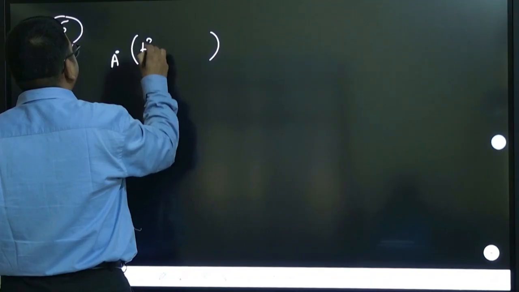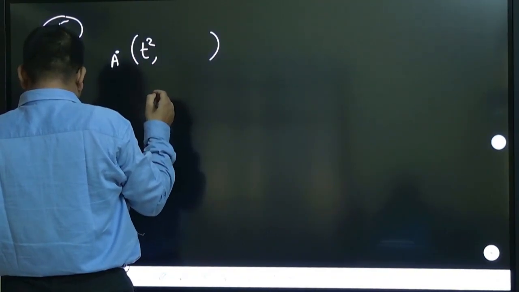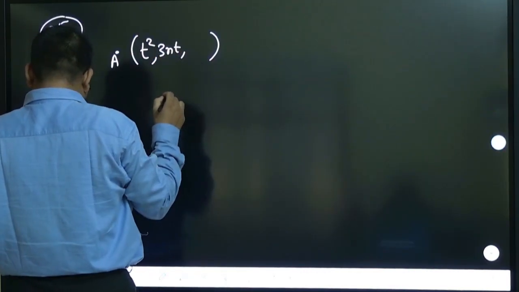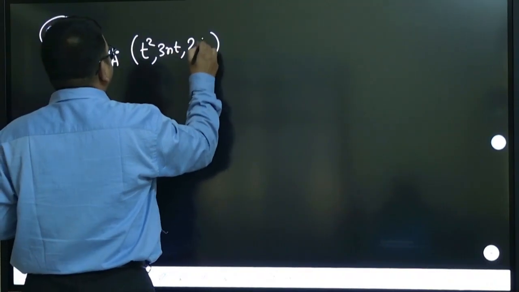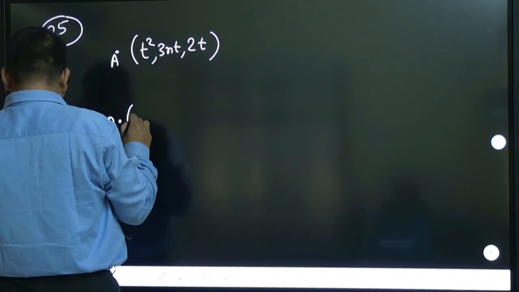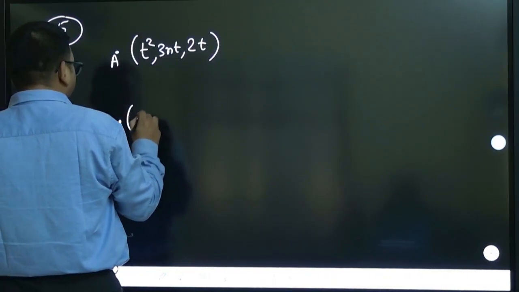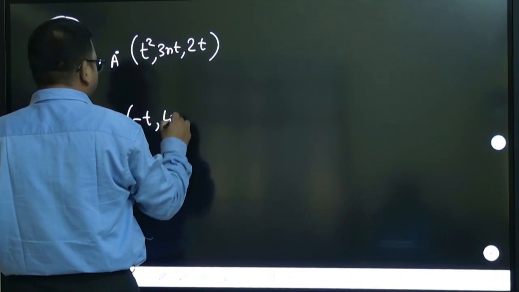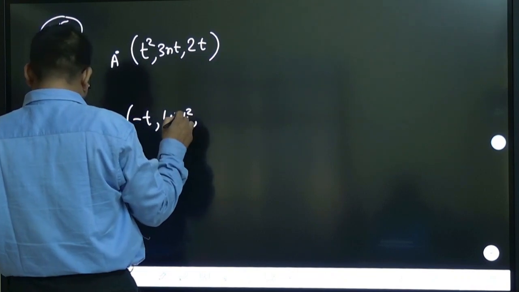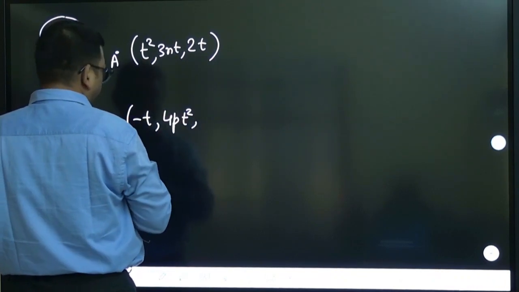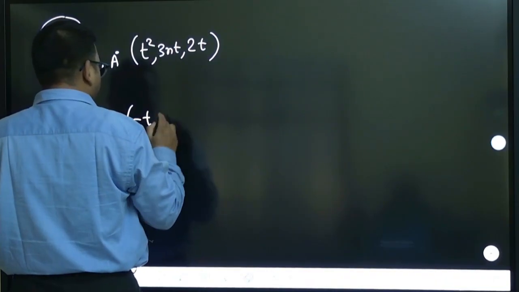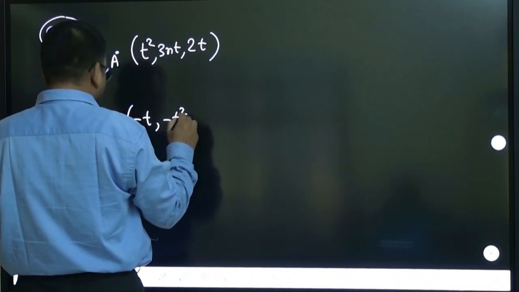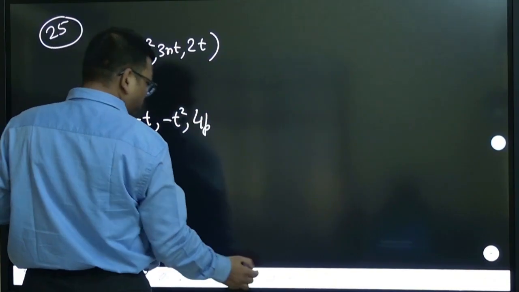So t square. Second one alpha 2t. Alpha 2 is 3n, so 3nt. Then alpha 3t. Alpha 3 is 2, so 2t. And particle B position is minus 1 minus t. Then beta 2 t square, 4p t square, right? And beta 2 is minus 1, so minus t square, right? And beta 3 4pt.